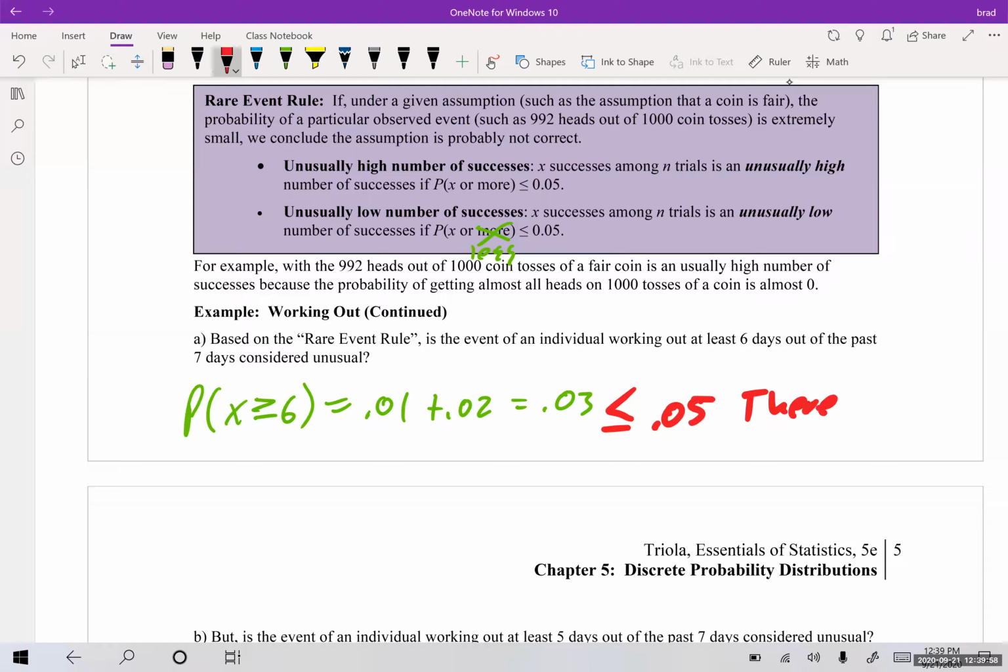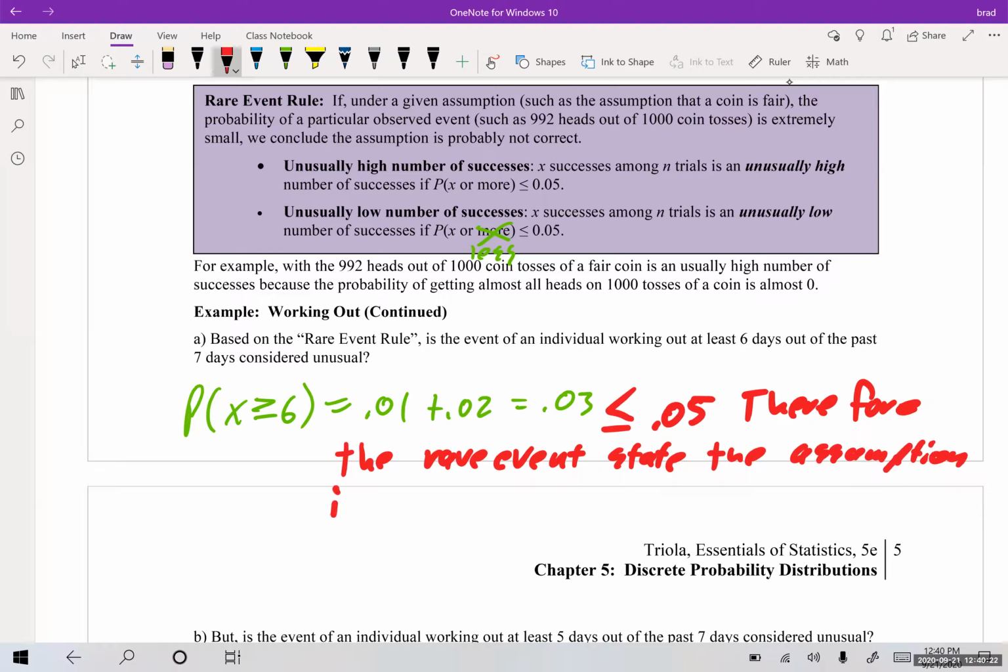Therefore, the rare event rule states the assumption is probably incorrect.